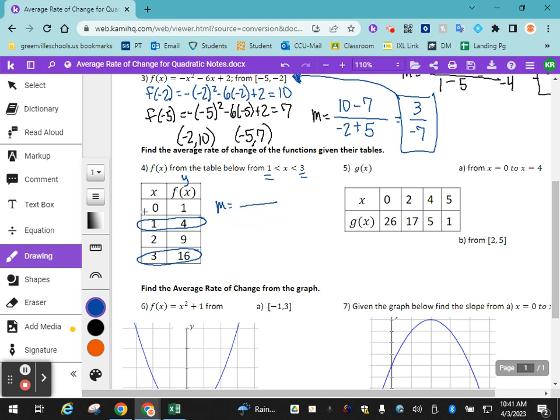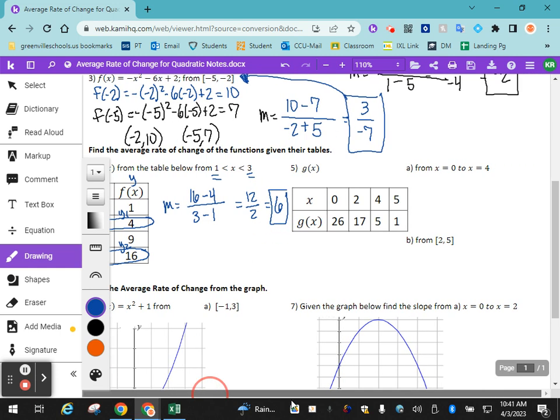So I'm going to say this is x1, y1, x2, y2. So 16 minus 4 over 3 minus 1. 12 over 2 is 6. So my slope is 6. Same thing here, from 0 to 4.